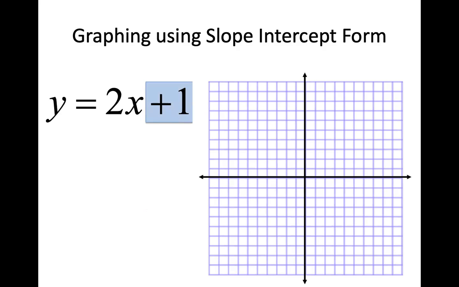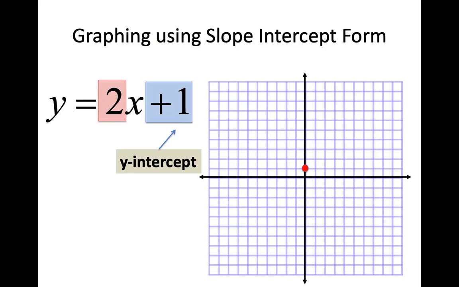So I put a dot on 1. Hold on. Let's just make sure everybody digests that first. So you put a dot on the y-intercept. You will always have a dot somewhere on the y-axis. It's called the slope-intercept form. So now let's use the slope.